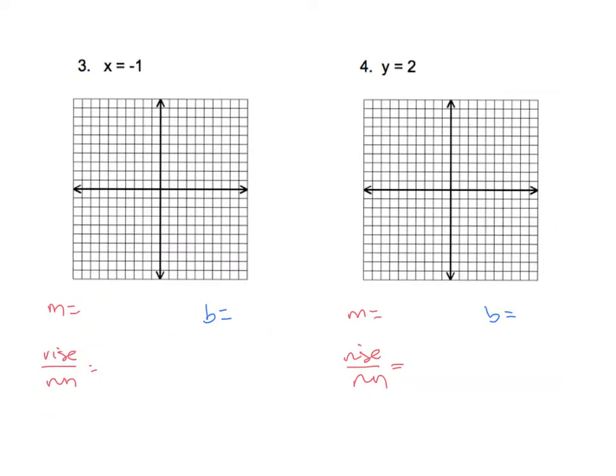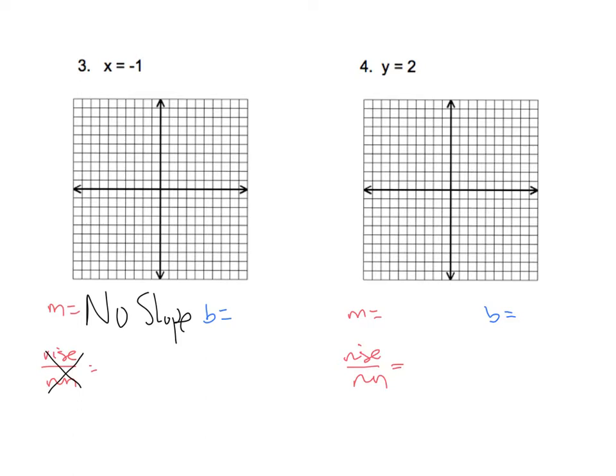Alright, number 3, we have x = -1. Hopefully you recall when I talked about vertical lines that those were very unique lines because those equations began with x. And that's the same case here. So automatically I know that the slope is no slope, which means I don't have to worry about a rise over run.